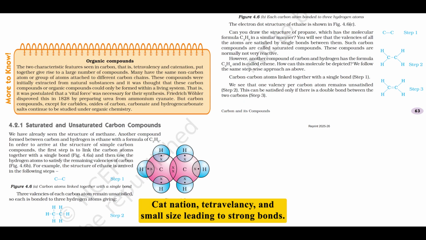Catenation, tetravalency, and small size leading to strong bonds, that really paints a picture of why it's so versatile. It does. And maybe a quick historical note here is interesting. For a long time, scientists believed that carbon compounds called organic compounds could only be made by living things. They thought a special vital force present only in organisms was needed.